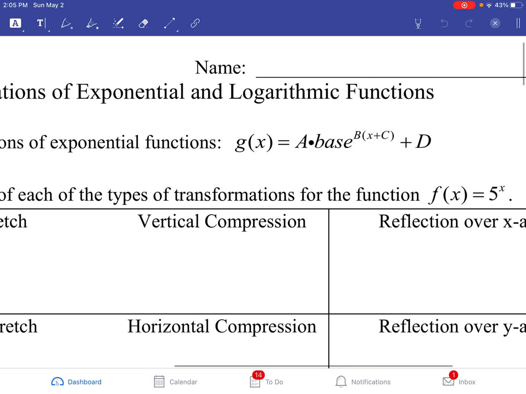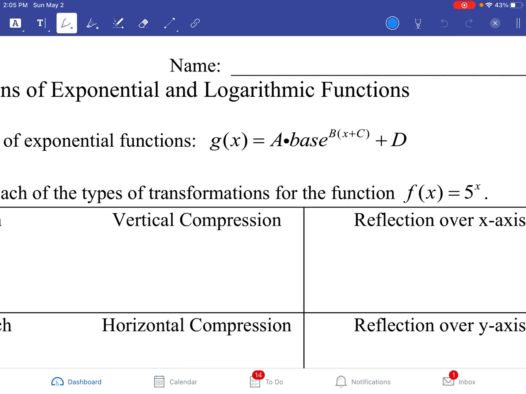So here's our exponential function. What we have here is we're going to base this off of 5^x. If we look back up here, we can see where the transformations are happening. So here's your a value. If you're multiplying something before the base, and the base for our equation is going to be 5, just like it is here, then that's going to be your vertical stretch or compression.